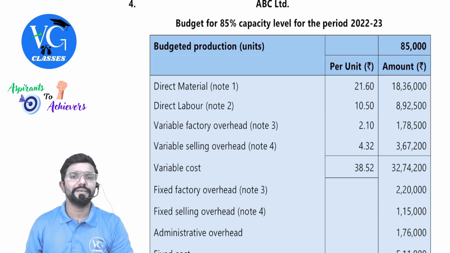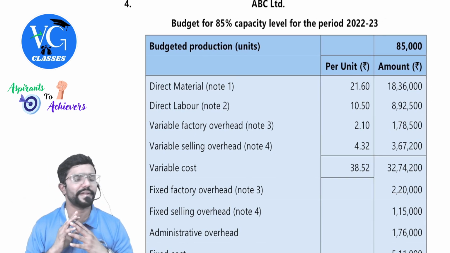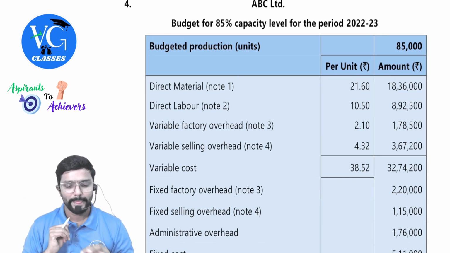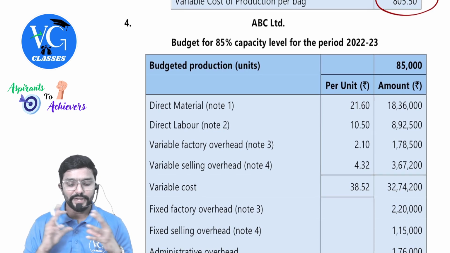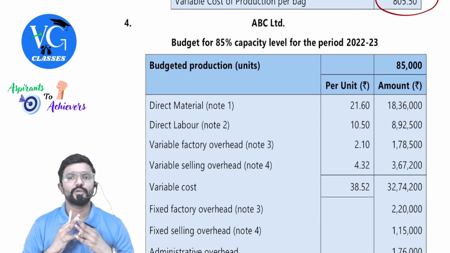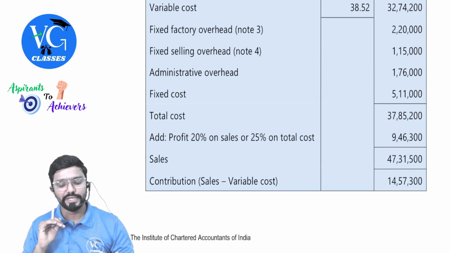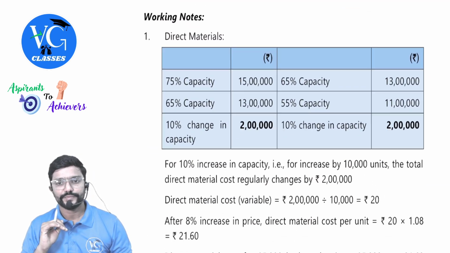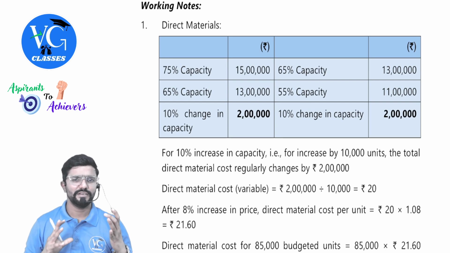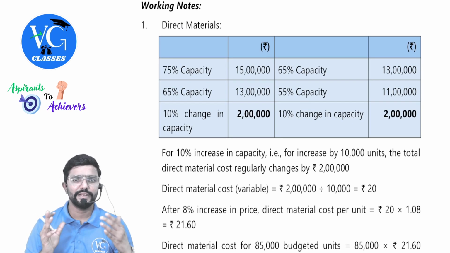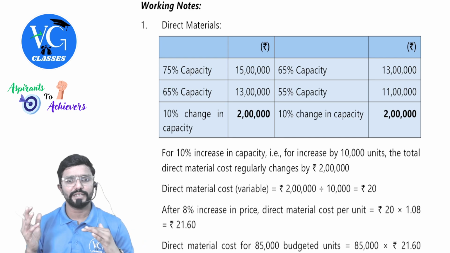Straight away they have done budget only because they have asked only for 85% level. Budgeted for 85% capacity level for the period 22-23. First we have to derive some figures. They have done a lot of things here. Direct materials, 15 lakh at 75%, 65%, 13 lakh. So percentage change is 10%. So the amount is 2 lakh. And here also they have compared.